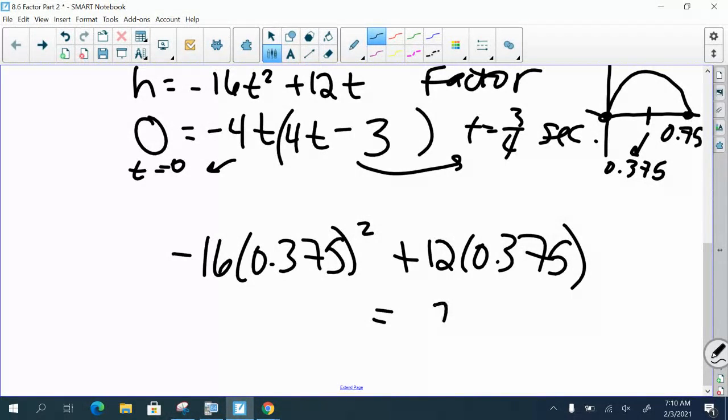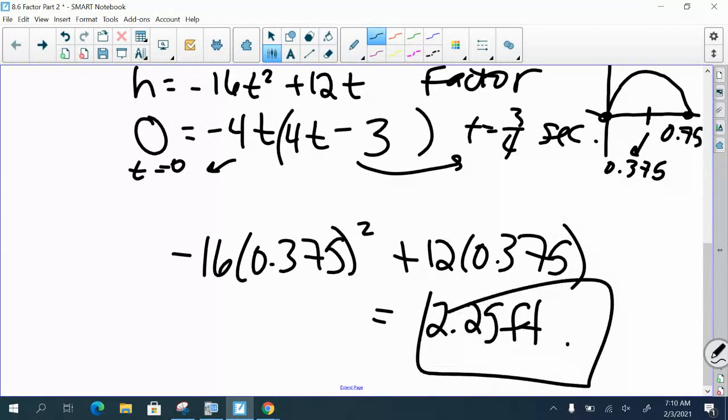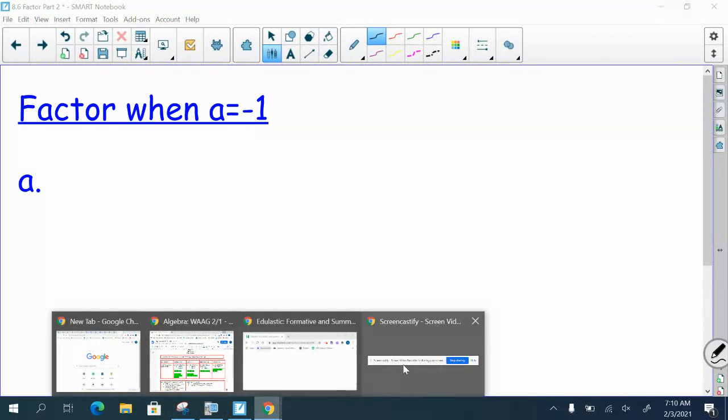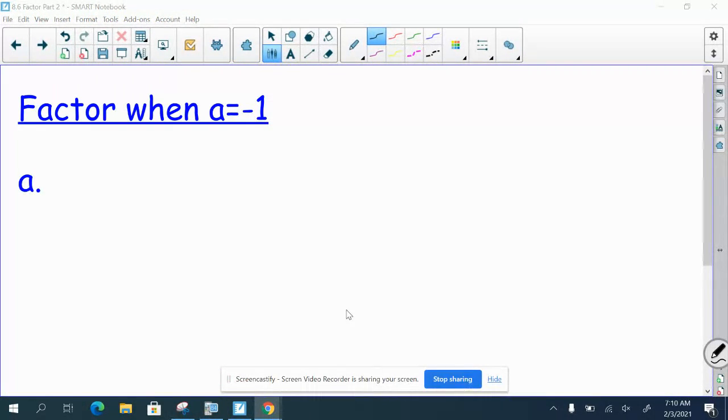And you would get 2.25 feet. And that makes sense. The cat shouldn't be jumping too high, right? It's just a cat, so not a kangaroo or something. All right, so let's get to the problems here. Actually, hold on a second.